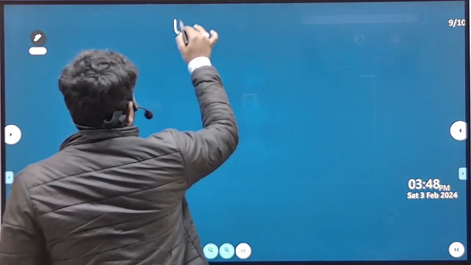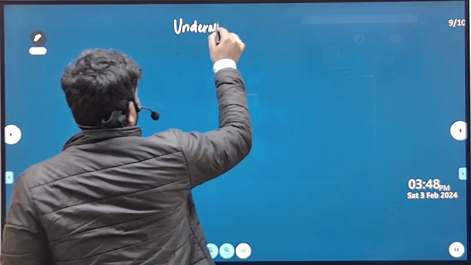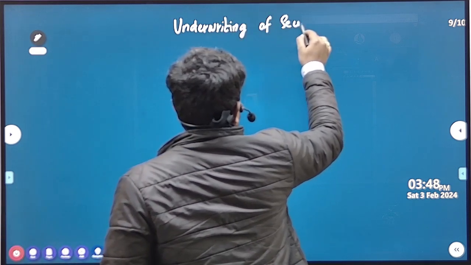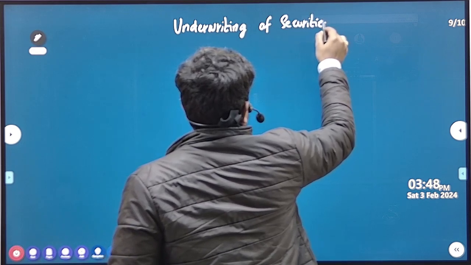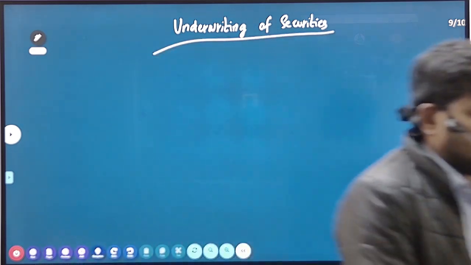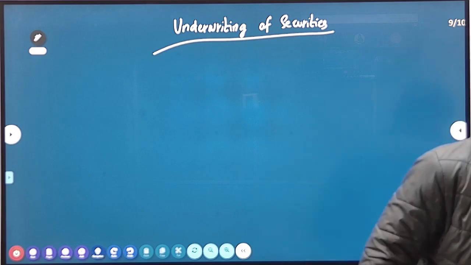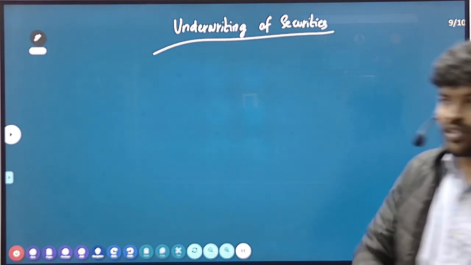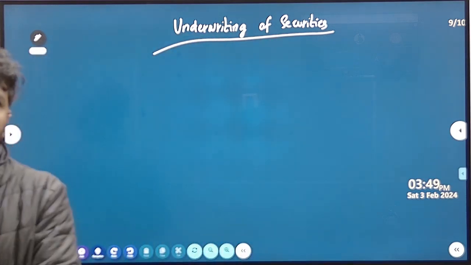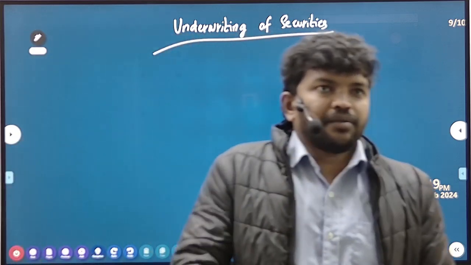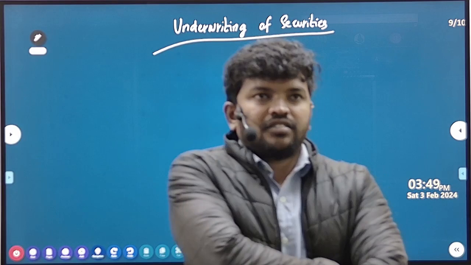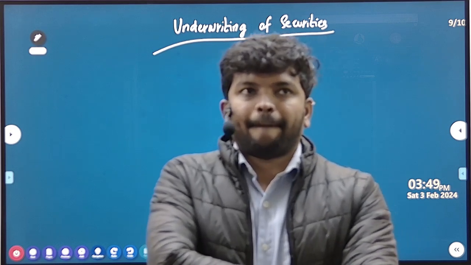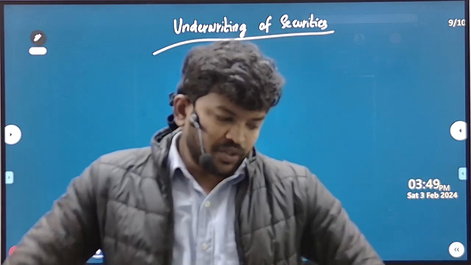Now we are moving to next concept, underwriting of securities. What is this? Underwriting of securities. What is this underwriting? Any idea about underwriting? We have discussed in the first class. Okay, I'll explain once again.